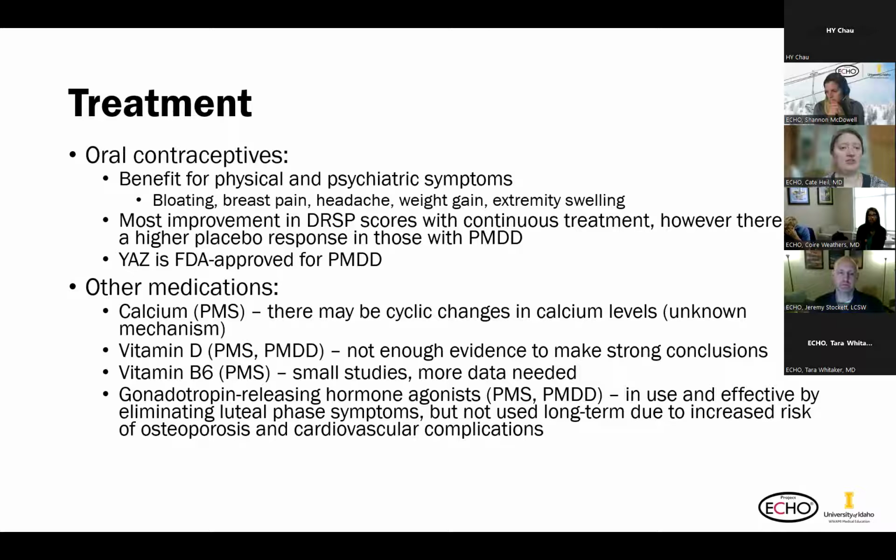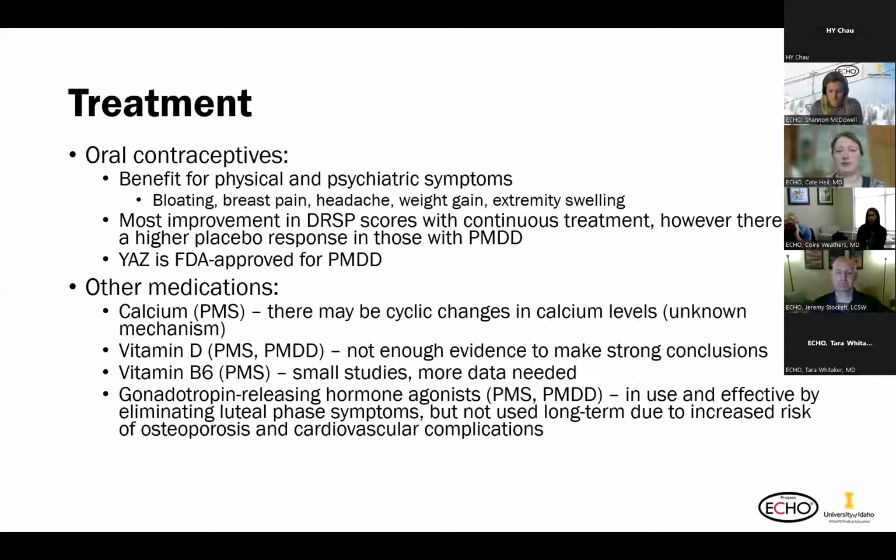And then other treatments, so oral contraceptives. We find that they also have benefit for physical and psychiatric symptoms, specifically bloating, breast pain, headache, weight gain, and extremity swelling. There is also an improvement in DRSP scores with the continuous use of oral contraceptives, but in the studies that I was looking at, there was also a higher placebo response in those with PMDD, so it's a little bit hard to interpret. And then Yaz is a combined oral contraceptive that is actually FDA approved for PMDD.